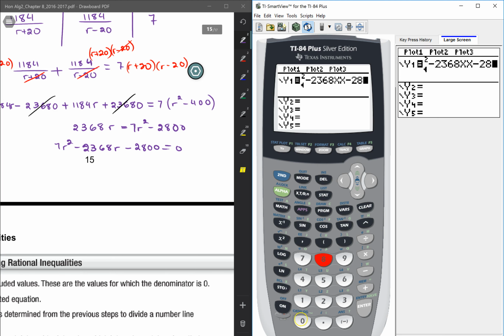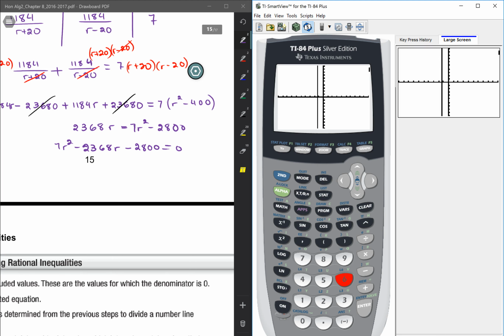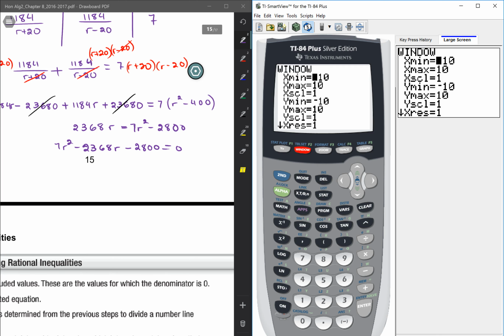2368x minus 2,800. Now, if I just graph this, zoom 6, I don't see anything, right? Because what's the x-axis stand for? That's my r, right? And the speed of the plane is going to be somewhere in the hundreds, right? But this goes only up to 10. So what I have to do is go to window. So remember, x is our speed. Can I have negative speed? No. So I'm going to go from 0 to about, let's say, 400. Graph.